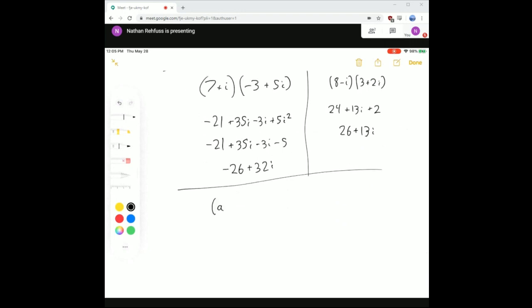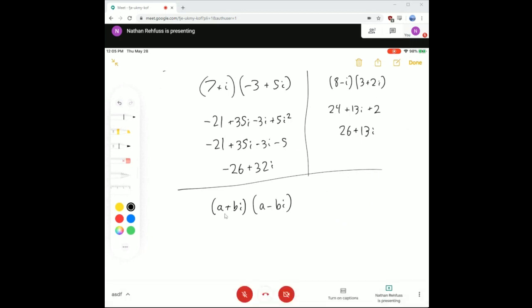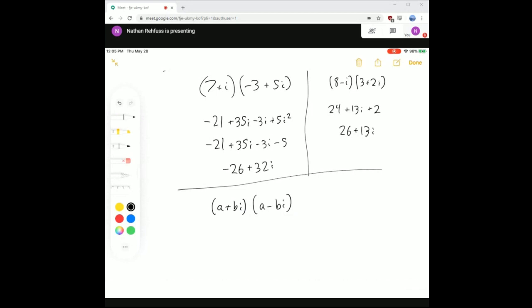If I had a plus bi and I multiplied that by a minus bi, you remember with square roots, I did this difference of squares thing with conjugates, is what I called them. Like 1 plus root 2, the conjugate would be 1 minus root 2. This is exactly the same thing. I call these two numbers complex conjugates. And what I get is the first is a squared, outside is negative abi, inside is positive abi, and last is negative b squared i squared.